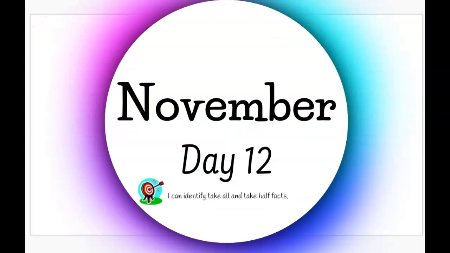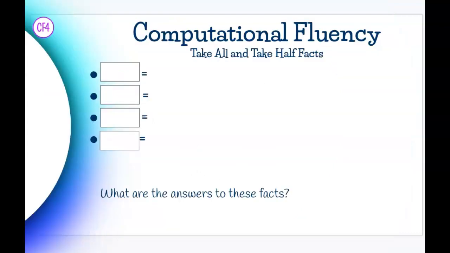By the end of today, we will be able to say that we can identify take all and take half facts. So let's go ahead and have a look at what some of those facts are. I'm going to show you a few equations, and I want you to think about what the answer would be to each one and write it on your whiteboard. You can keep the answers on your whiteboard instead of erasing, because this will go pretty quick. Let's look at our first equation.